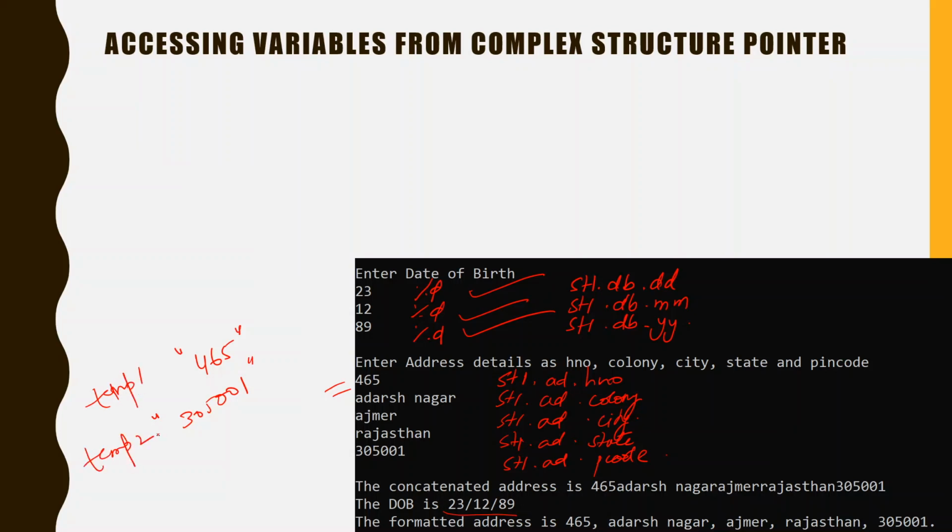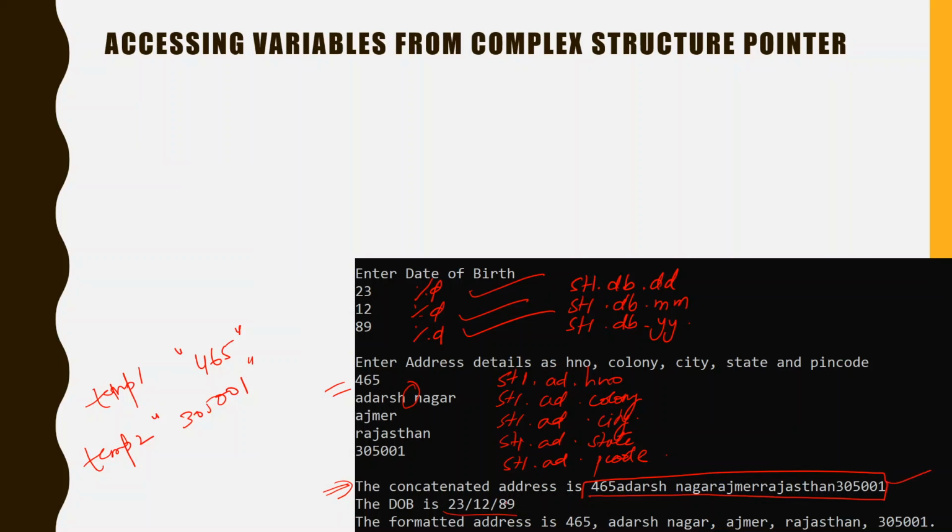Okay, so while doing the concatenation, you can see there has been no spaces added. So the concatenation function does not add any spaces between them. The space between Adarsh Nagar is because of the space already given in the input. So that is why this space is there. Otherwise, the concatenation does not give space.